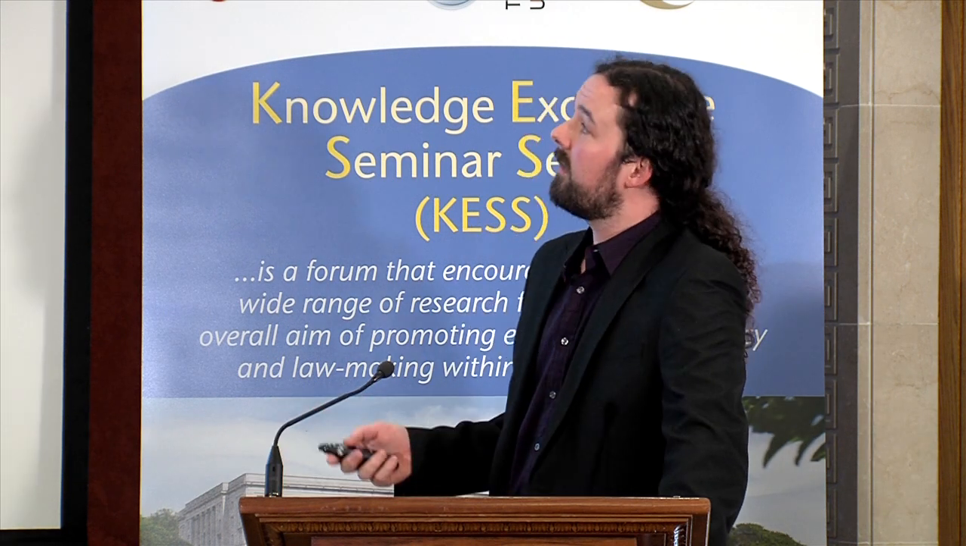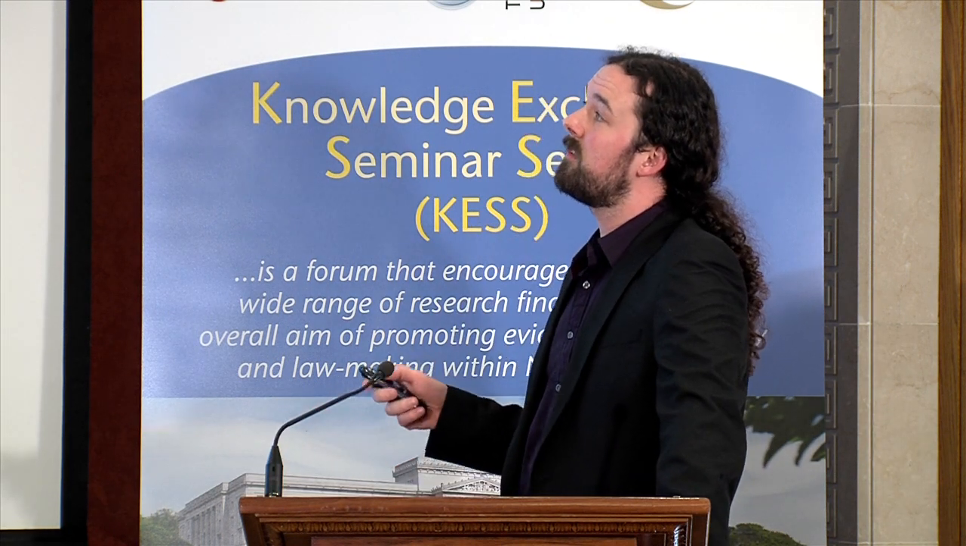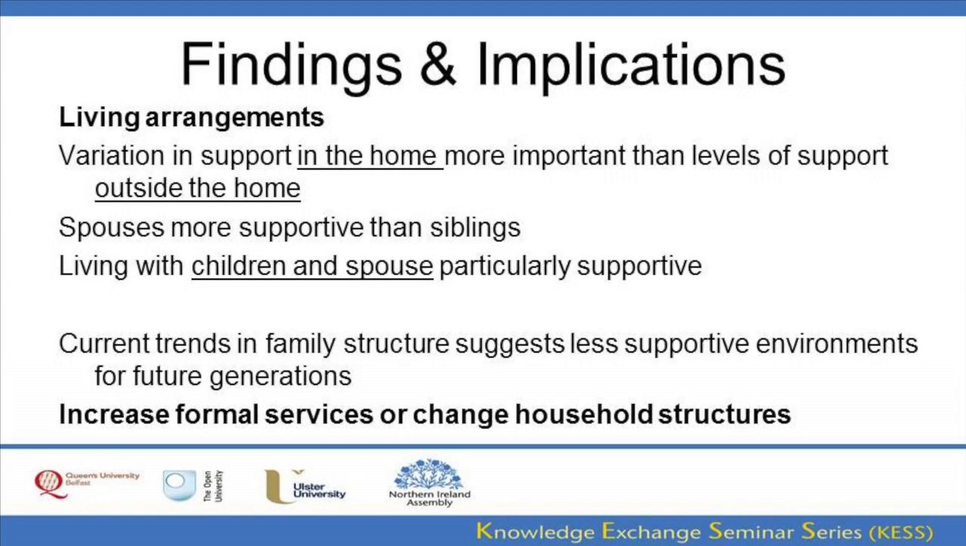Okay, just to quickly recap. In terms of living arrangements, variation in support is most important in terms of the support of people in the home. Having the availability of somebody who doesn't live with you, maybe family or neighbours, does make some difference, but it pales in comparison to having support from relatives, in particular close relatives, spouses and siblings, or spouses and children, sorry.